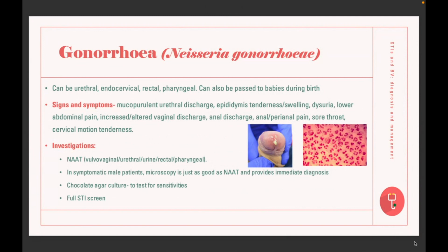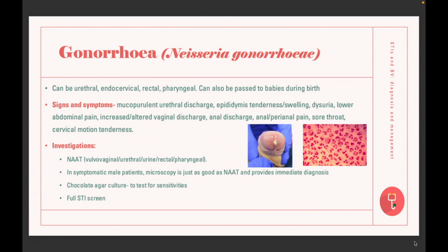So this can be urethral, endocervical, so within the cervix, rectal or pharyngeal, and it can also be passed to babies during birth, so that's vertical transmission. So your classic signs and symptoms are mucopurulent urethral discharge, epididymis tenderness or swelling, dysuria, so pain on passing water, lower abdominal pain, increased or altered vaginal discharge, anal or perianal pain, a sore throat if it's pharyngeal, and cervical motion tenderness, which basically just means when you're doing a PV examination, if you're doing a bimanual, so where you've got 2 fingers inside, if you move the cervix around, patients will find that very uncomfortable or painful.